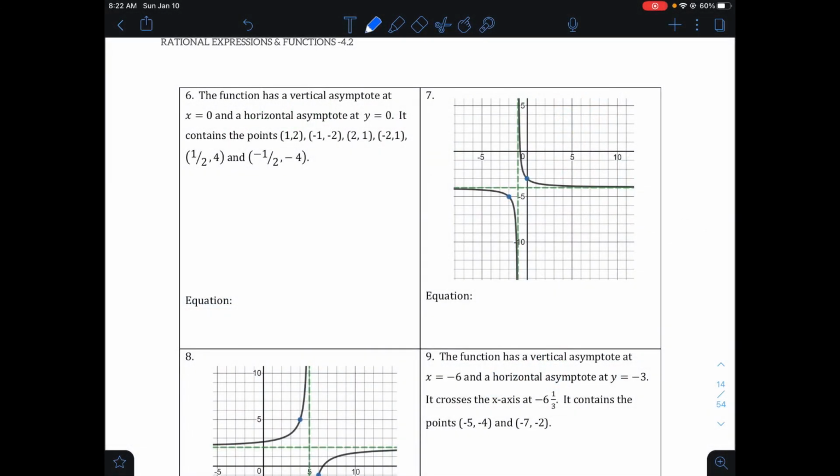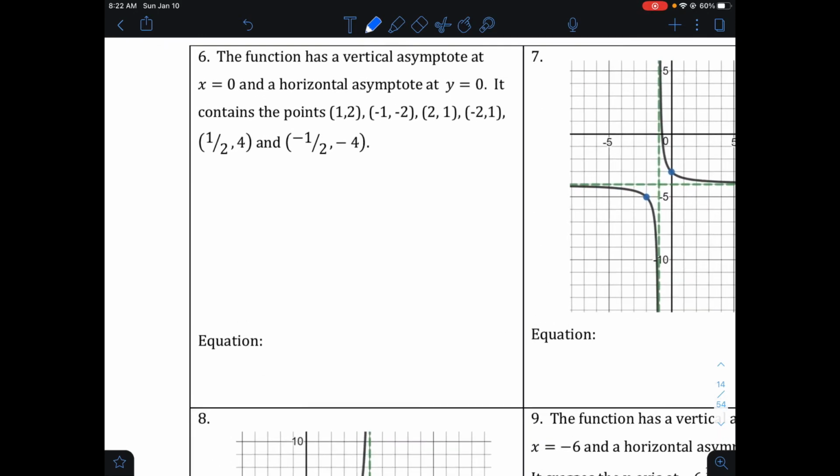All right, let's go ahead and try number 6. So it says number 6, the function has a vertical asymptote at x equals 0, a horizontal asymptote at y equals 0, and it contains the points, and then it gives you all these points. I'm just going to go ahead and draw the graph and then put them in.